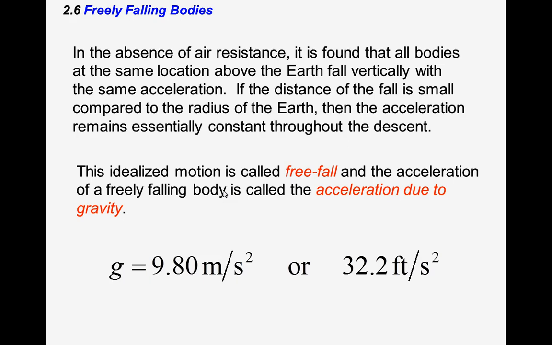So, in the absence of air resistance, it is found that all bodies at the same location above the Earth fall vertically with the same acceleration. If the distance of the fall is small compared to the radius of the Earth, which most reasonable distances would be, then the acceleration remains essentially constant throughout the descent. This idealized motion is called free fall, and the acceleration of a freely falling body is called the acceleration due to gravity. So, what we'll say is for a reasonably small fall here near the surface of the Earth, the acceleration due to gravity, the a that we would plug into one of our equations, is equal to lowercase g, and that's 9.8 meters per second squared.